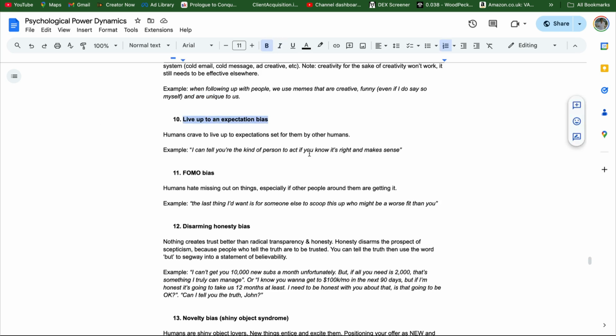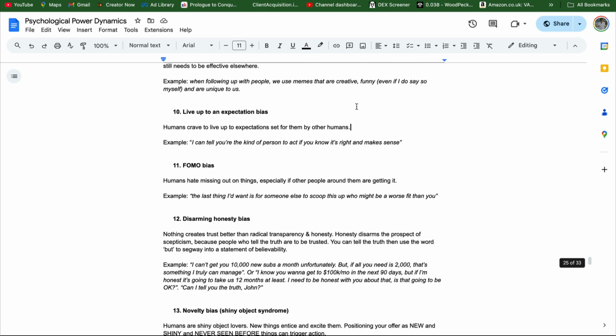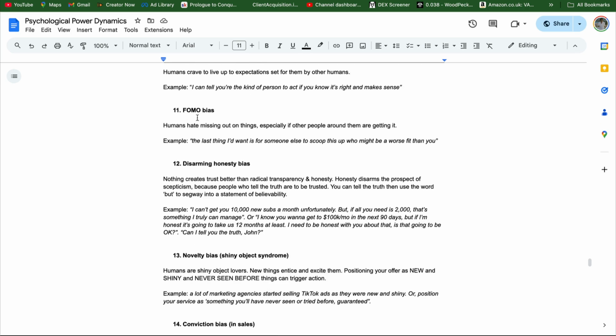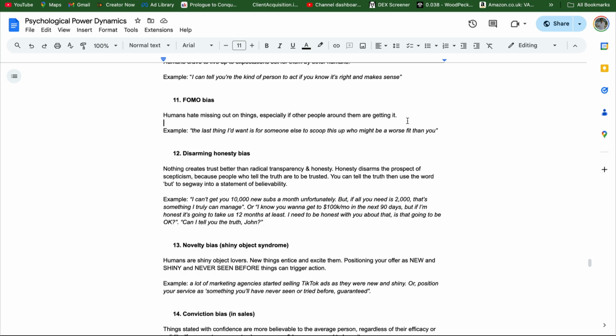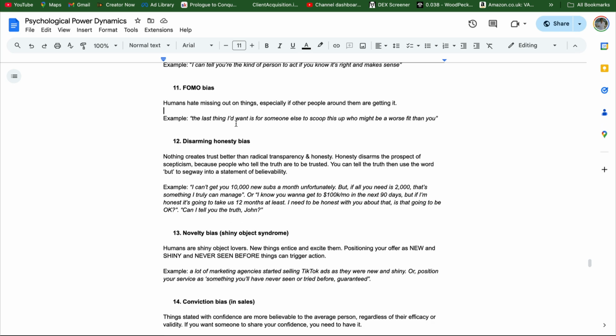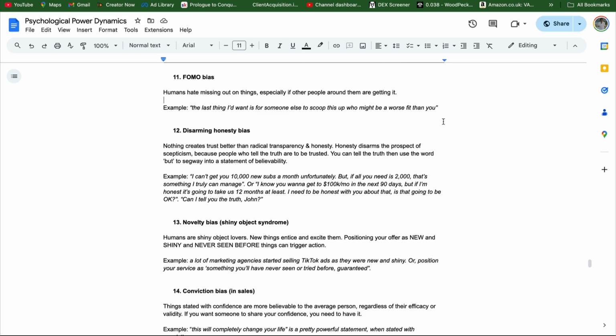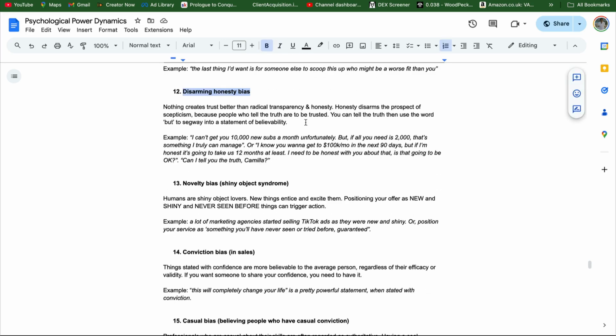Right? 10. Live up to expectation bias. Humans crave to live up to expectations set for them by other humans. Example, I can tell you the kind of person to act if you know it's right and makes sense. FOMO bias. Humans hate missing out on things, especially if other people around them are getting it. Example, the last thing I'd want is for someone else to scoop this up who might be a worse fit than you.